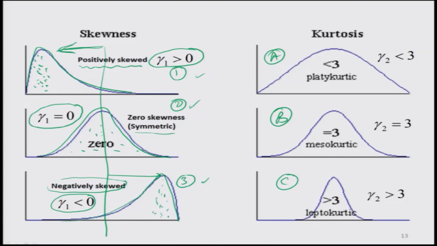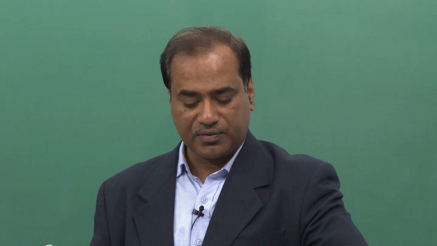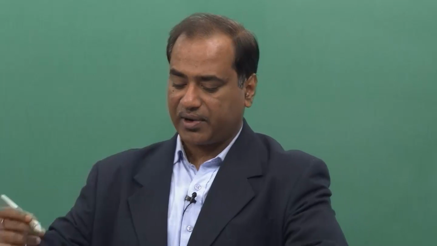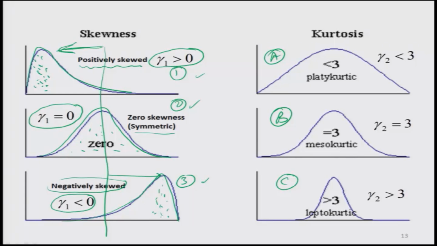So, the computed value of gamma 1, whether it is 0, greater than 0 or smaller than 0, gives us an idea whether the curve is positively skewed, symmetric or negatively skewed. Similarly, now let us look into figures A, B and C. In order to know whether my data distribution is platykurtic, mesokurtic or leptokurtic, we simply compute the value of gamma 2. Now, I have 3 choices.